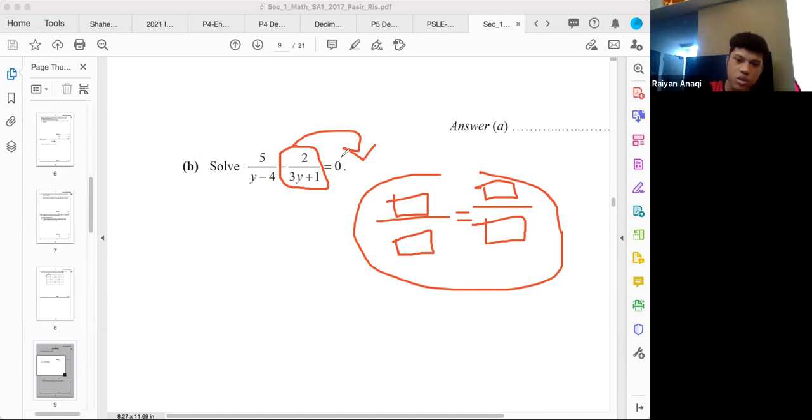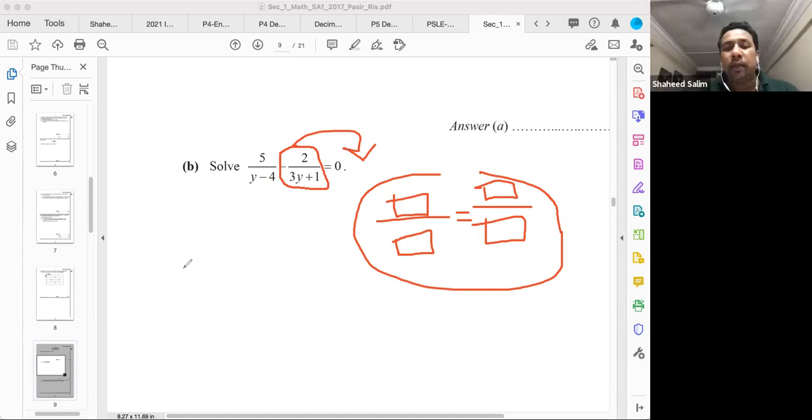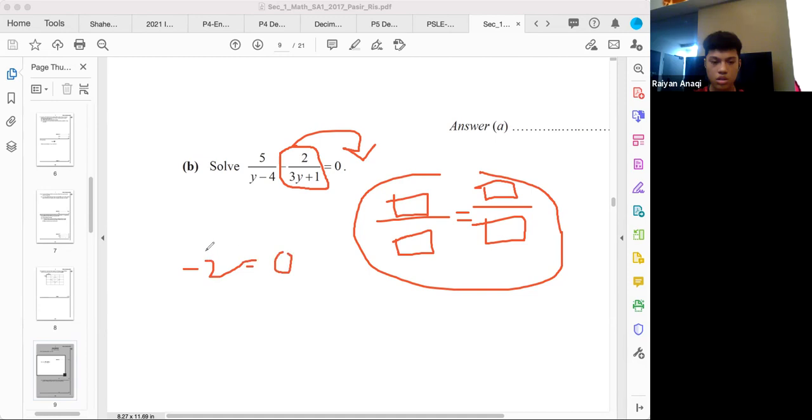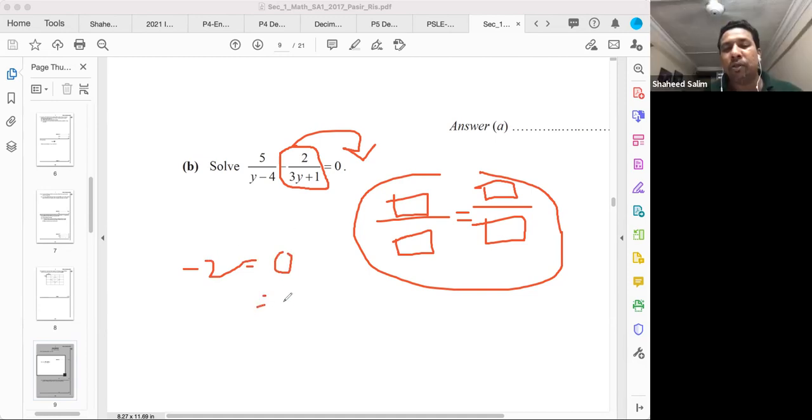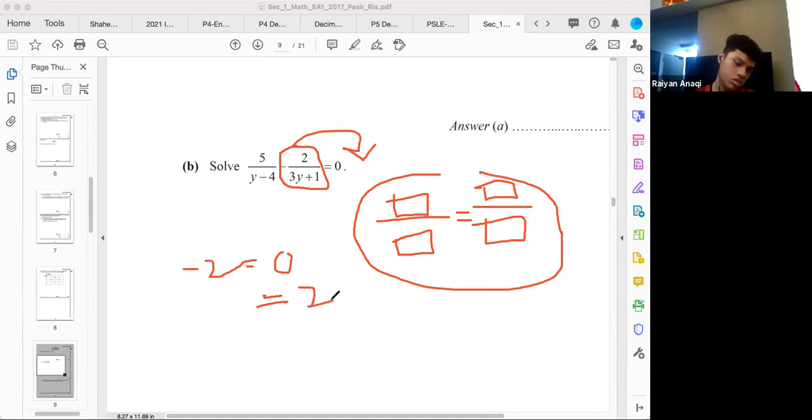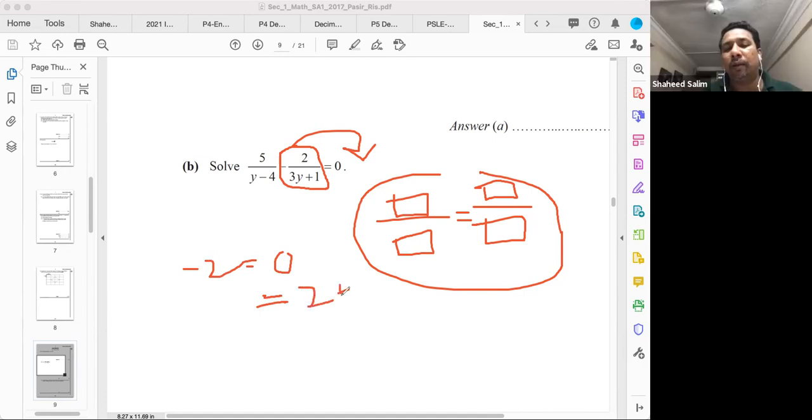Teacher, then the zero, what happened to the zero? Okay, just like you bring 2 over to that side, this 0 becomes plus 2. The 0 just goes, because 0 is nothing. You come plus 2, because 2 plus 0 is still 2, and 2 minus 0 is also still 2.